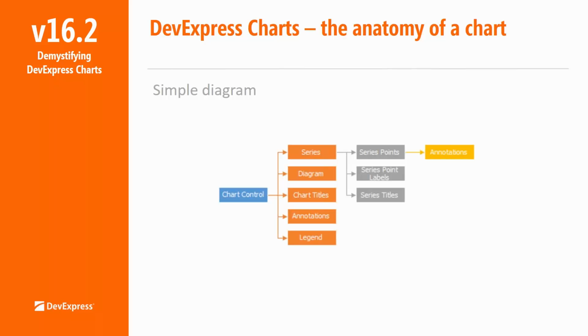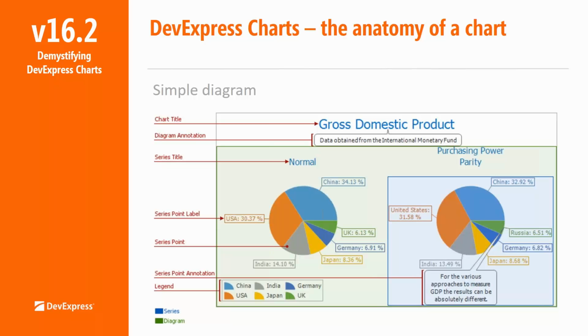So now let's take a quick look at the objects behind some of these charts and how they are represented on the actual canvas, so to speak. So starting with a simple diagram, and by simple I mean the likes of a pie chart. We can see that inside the chart control we've got a number of elements, so series, diagram, titles, annotations and legend. Behind series you've got series points, which can also house annotations, the labels and the titles. So translated into an actual diagram, we can see where the title sits, the annotation, and each of those subsets.